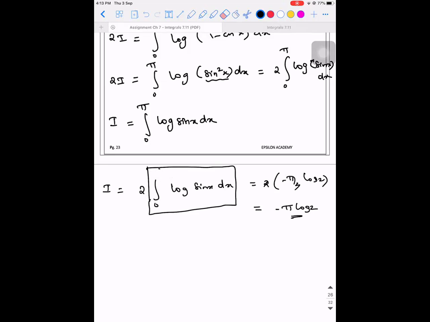Who was that? Who told property number 6? Me, sir. Hemant Kumar. Hemant. Good.